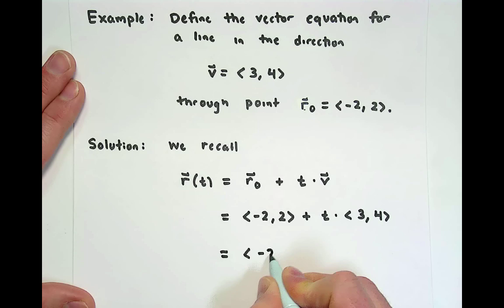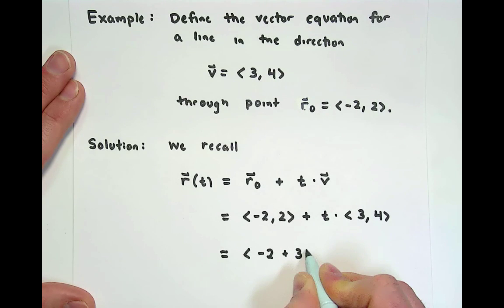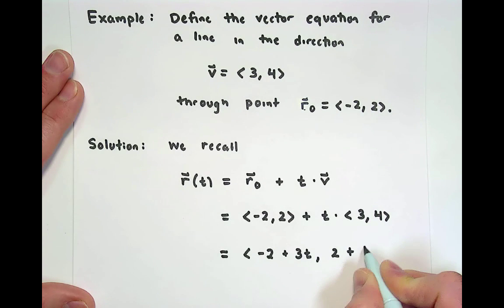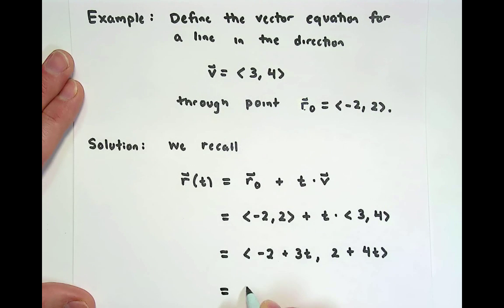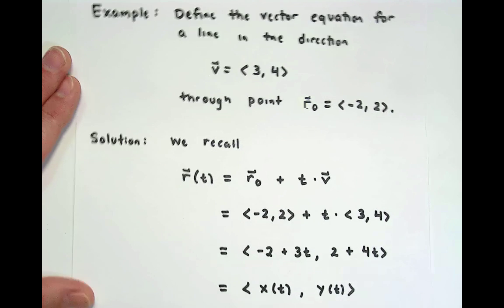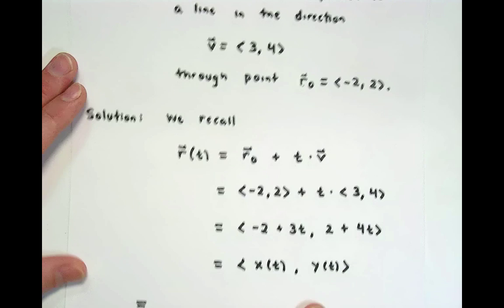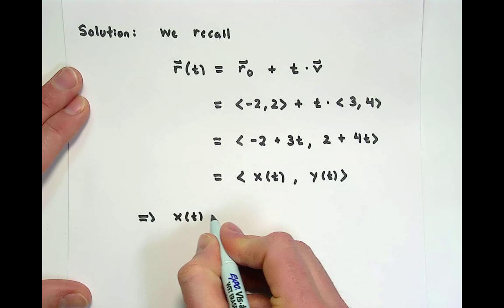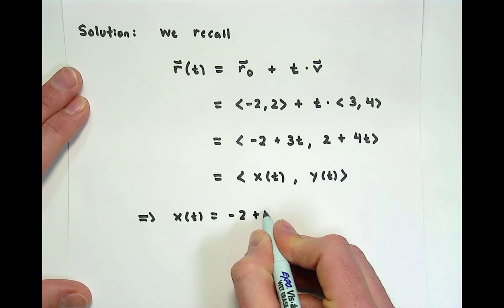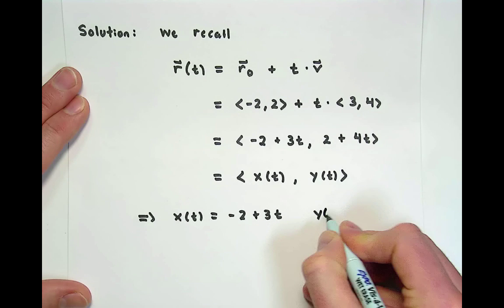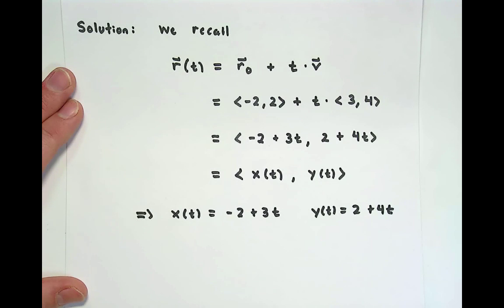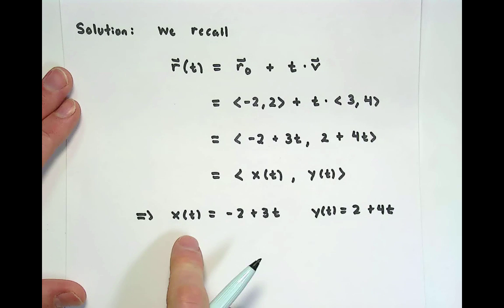When we combine these together, we have -2 plus 3t in the x component, and the y component would be 2 plus 4t, which we said if we wrote as a parametric equation would be x of t and y of t. And just for giggles, we might as well write those out specifically so that we have all the clarity in the world about what each component is given by.